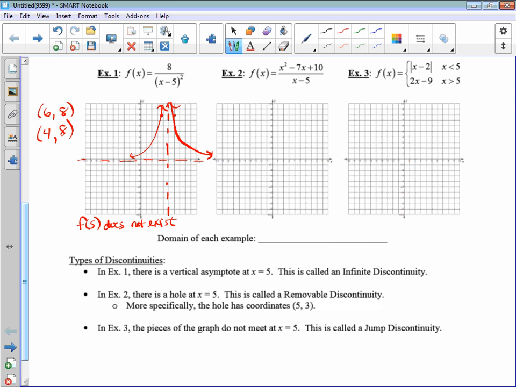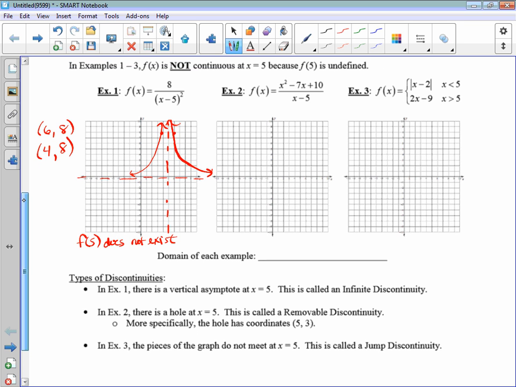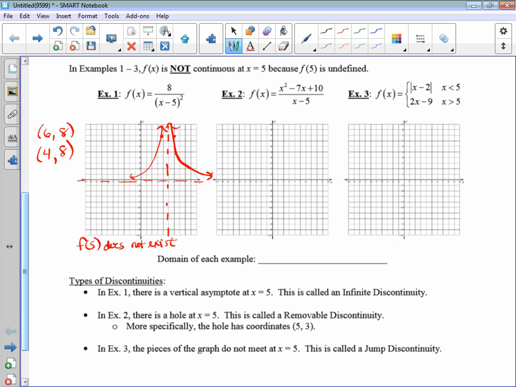For the second example here, we need to figure out if this has an asymptote or if it has a hole. So what do I need to do first? Factor. What does that numerator factor into? So I can cancel out my x minus 5s, right? So I'm going to have a hole with this one. You are now left with y equals x minus 2, or f of x equals x minus 2.